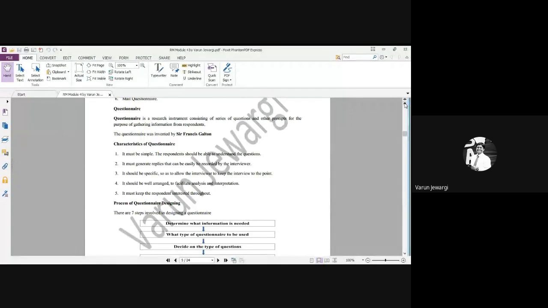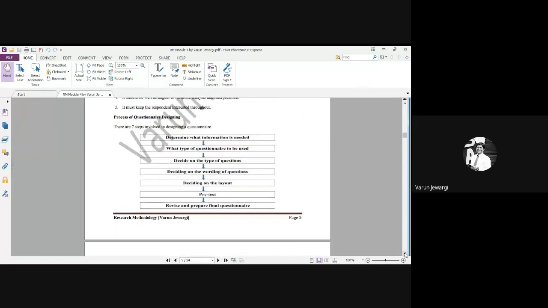So again, I repeat, it is sometimes asked in the paper: characteristics of a questionnaire. It should be simple, then it should generate replies. It should be specific, it should be well arranged, and it should keep the respondent interested throughout. So these are the characteristics of a questionnaire. These are the general points, students, so you can write it on your own. Any questions in this? Please let me know. Else we'll move to the next part, the process of questionnaire designing.